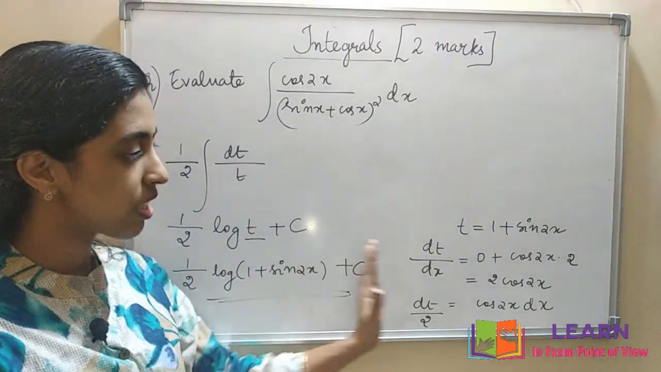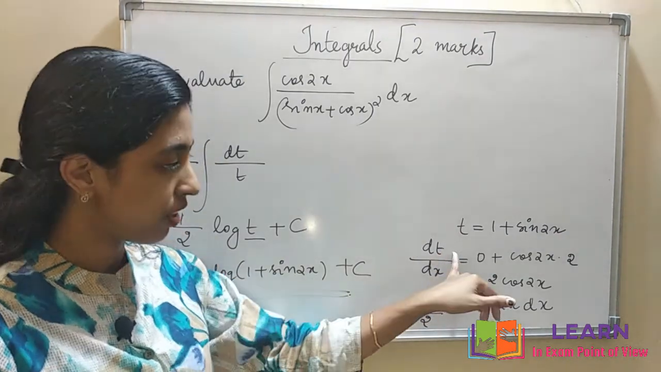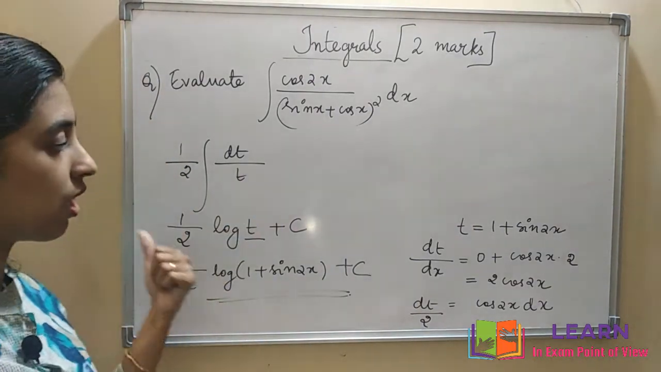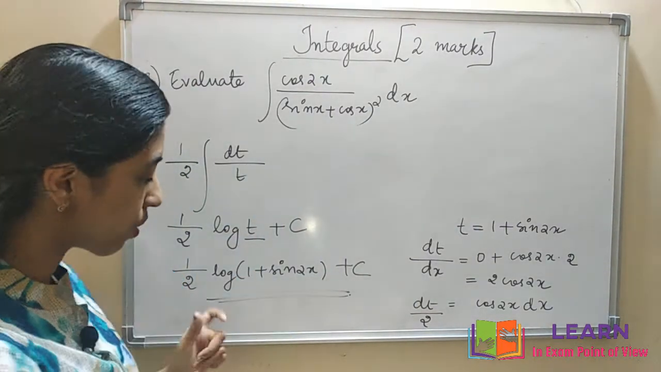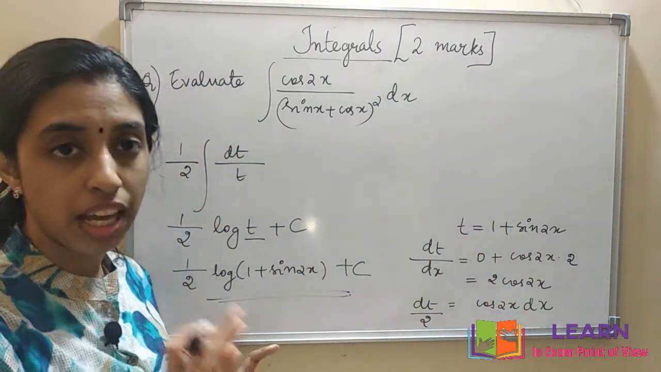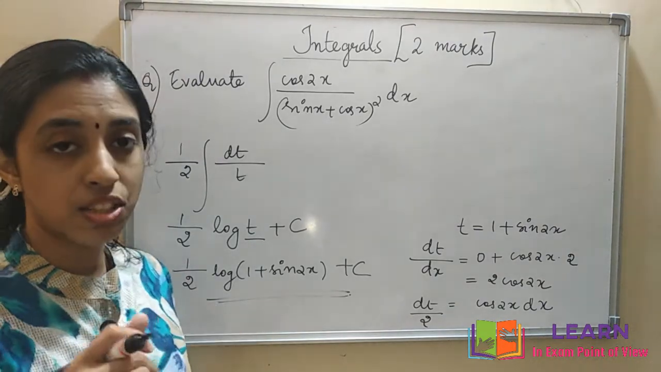That is the t substitution we have to keep in mind. Then differentiate this with respect to x, then substitute everything in terms of t. Last, you need to resubstitute the original term. In terms of x you need to write the answer. So similar type, we can check one more problem.